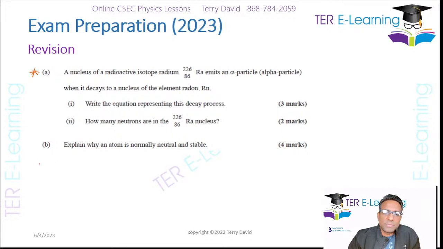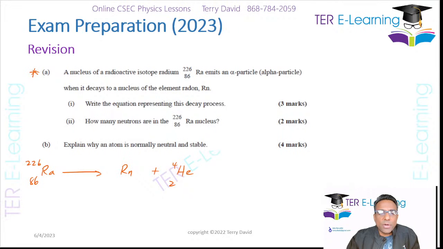So, simple question. We have radium, right? 226, 86. And they said it emits an alpha particle to form radon. So you have Rn, plus an alpha particle, which is going to be He-4-2.